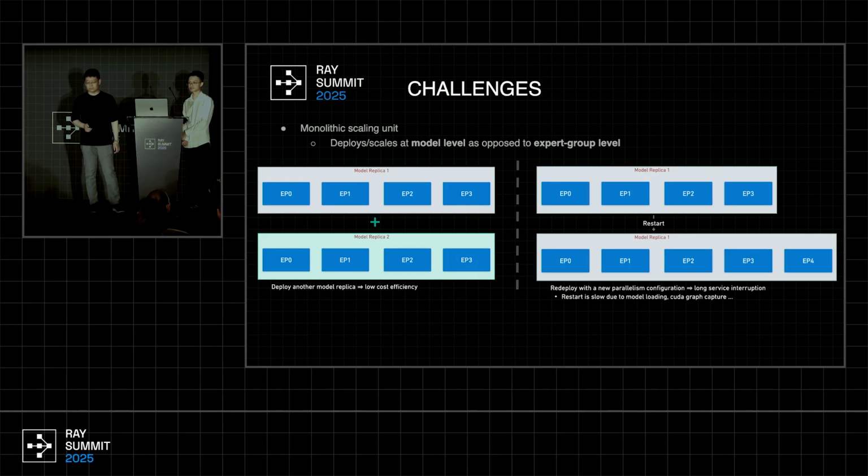The other option is we can redeploy the same model replica with a new parallelism configuration. In this case, we deploy with EP size 5. But the downside of this approach is it has long service interruption time because the restart usually takes time because we need to reload the model weights, we need to capture the CUDA graph, and there are many steps involved. This typically takes several minutes to finish.